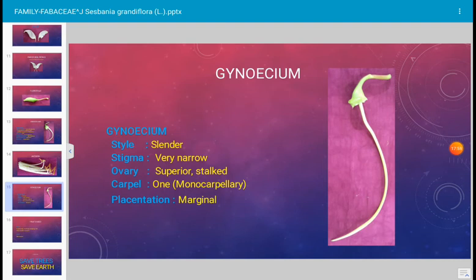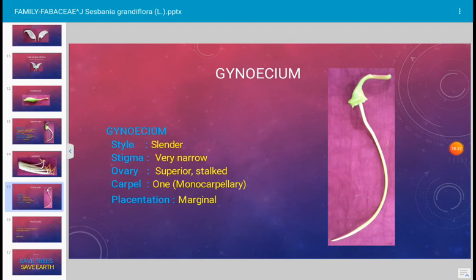Carpels in the ovary: there is only one carpel. If there is one carpel, that condition is described as monocarpellary ovary. Mono means one, so monocarpellary. Okay. And how is the placentation? Placentation is the arrangement of the ovules on the ovary wall. Here the placentation is marginal. Marginal placentation is also a characteristic feature of family Fabaceae, and it occurs in Sesbania grandiflora.